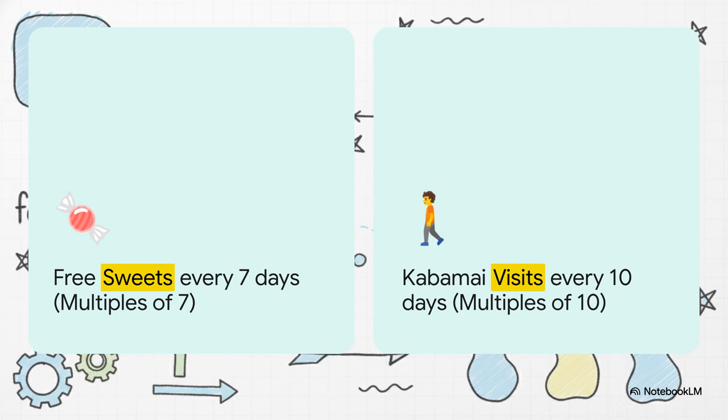So we have these two sequences running side by side. The shop gives out free sweets on days 7, 14, 21, and so on. Kabamai visits on days 10, 20, 30. You get the idea. So look at those lists and ask yourself, when will Kabamai eat free sweets again? Basically, we're looking for the exact day those two totally separate schedules finally align. If you trace down both lists, the very first number they both share is 70. On the 70th day, the schedules sync up perfectly and she gets her free gajak.